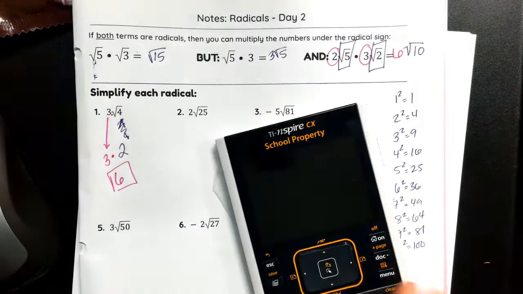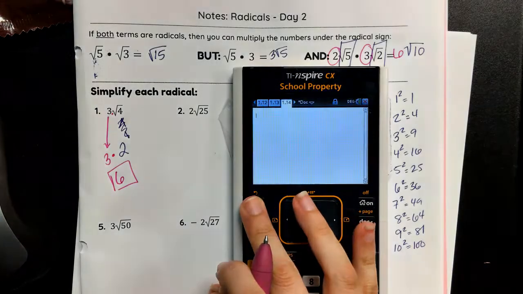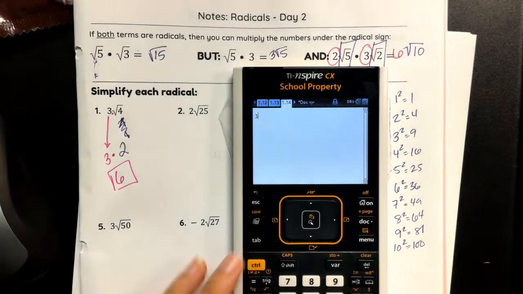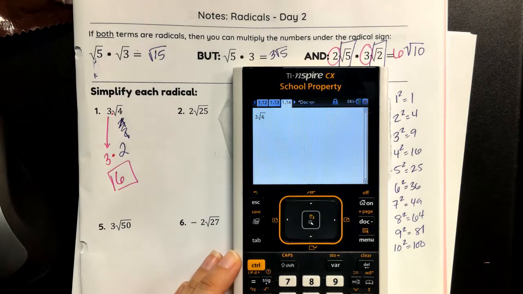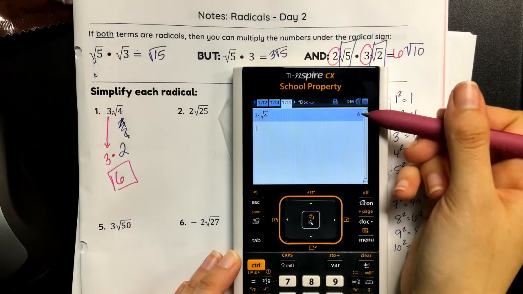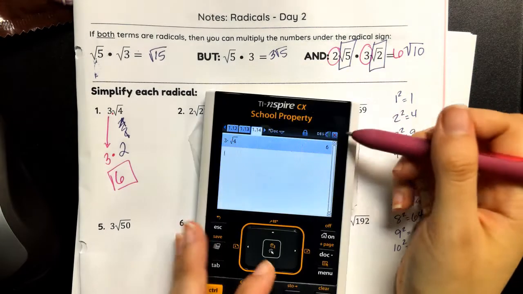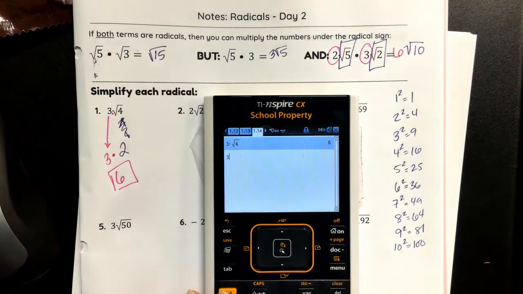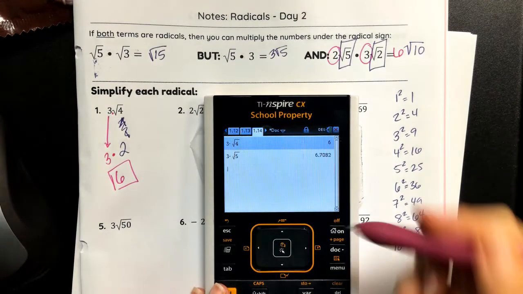Now, sometimes you can double check your answers. If I do 3 square root 4 in my calculator, notice it gives you a whole number, 6, back. This won't always work because if you had done, for example, 3 times square root 5, it would give you a decimal value.